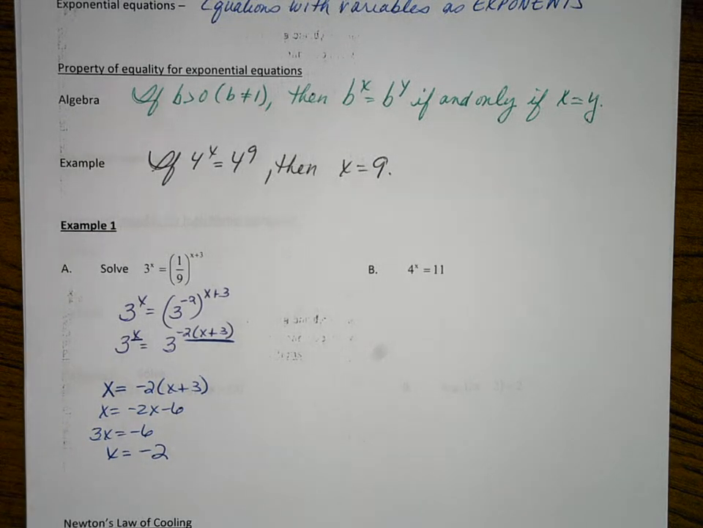All right, now let's take a look at b. b is a great one. 4 to the x is equal to 11. All right, 4 and 11 are my bases. What do they have in common? Absolutely nothing. 4 is 2 squared, 11's prime. It's not going to be a perfect square, a cube, or fourth power of anything.